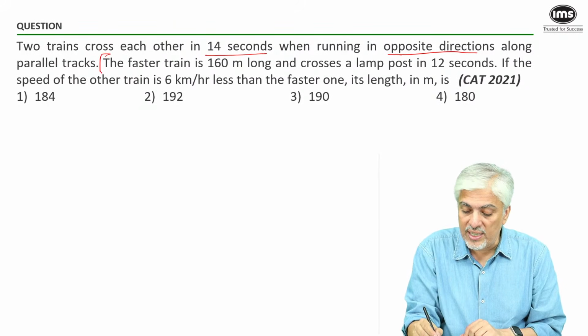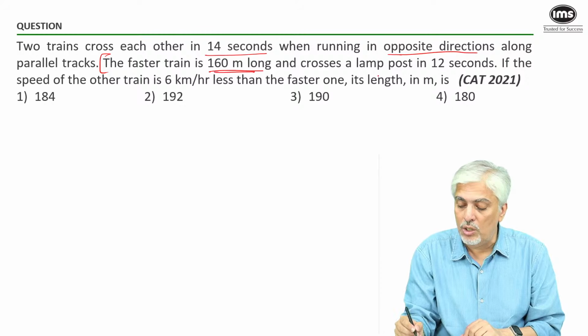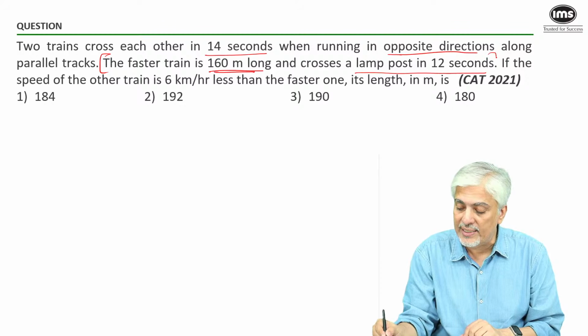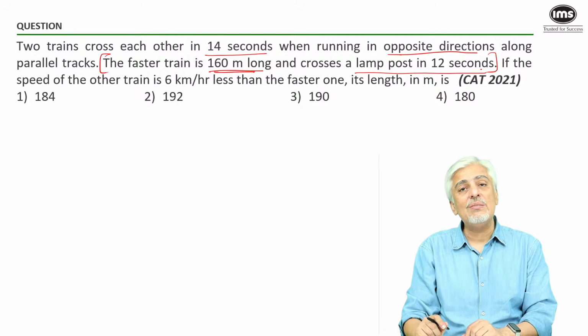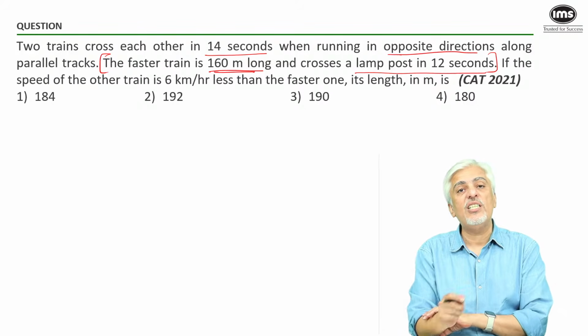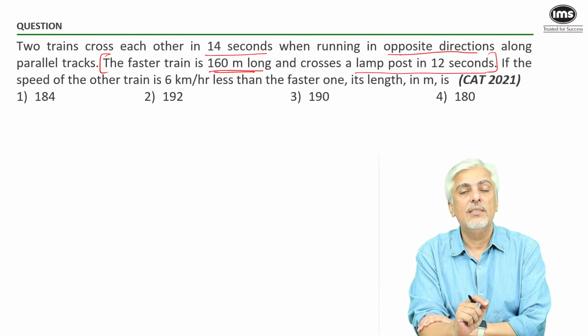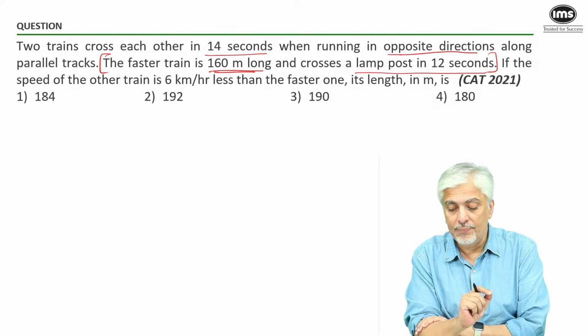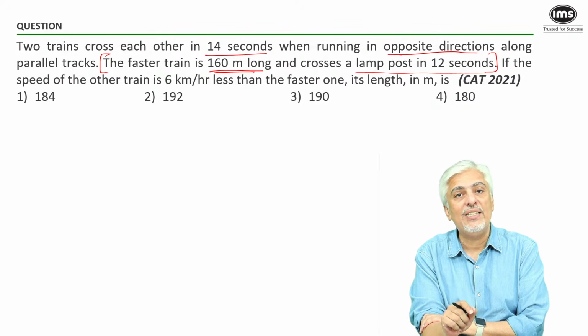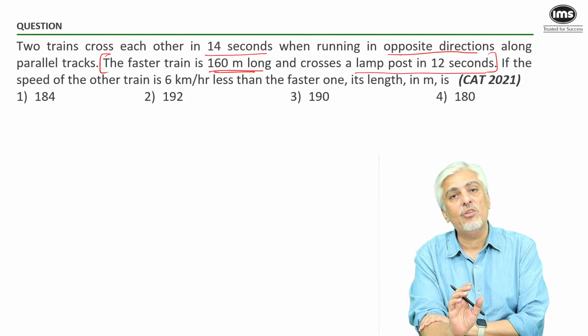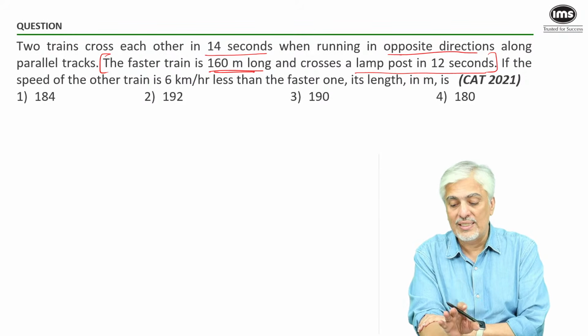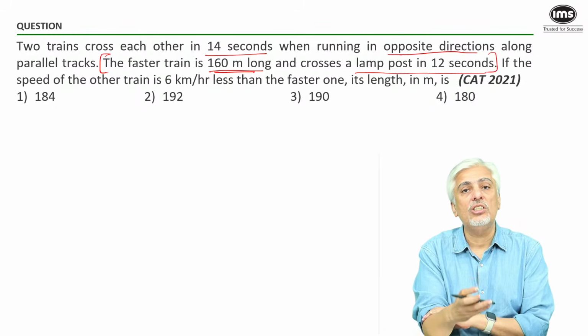The faster train is 160 meters long and crosses a lamp post in 12 seconds. Now, sometimes in time speed distance, I have to identify which statement should I use first. So, very clearly, the faster train is 160 meters long. So, I've been given the length of the faster train, 160 meters. And it crosses only a lamp post.